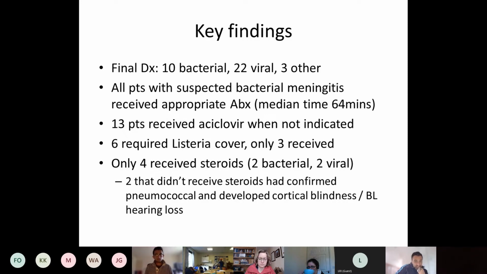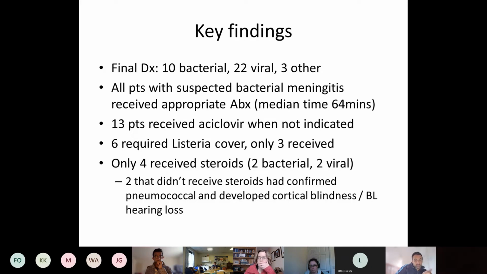13 patients received acyclovir when it wasn't indicated. 6 required listeria cover, but only 3 of them got it. And only 4 of that whole cohort of 35 received steroids. 2 of those were bacterial, 2 of those were viral, but 2 of them got it when they didn't need to. And obviously 2 of those bacterial never got it at all.